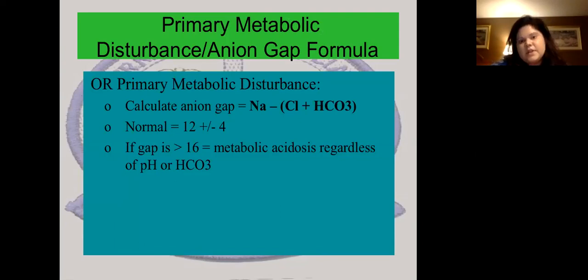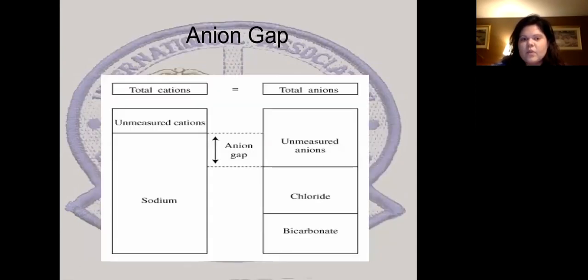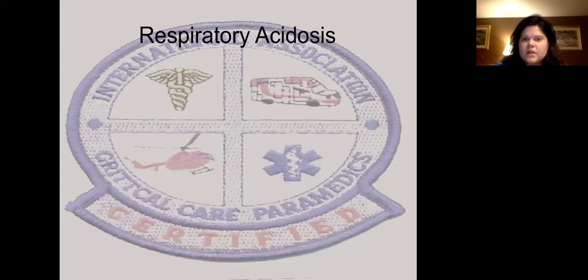So the primary metabolic disturbance or anion gap formula is going to be calculated as follows. The normal range is 12 plus or minus 4. If the gap is greater than 16, metabolic acidosis regardless of pH or HCO3. So that's a diagram depicting that.